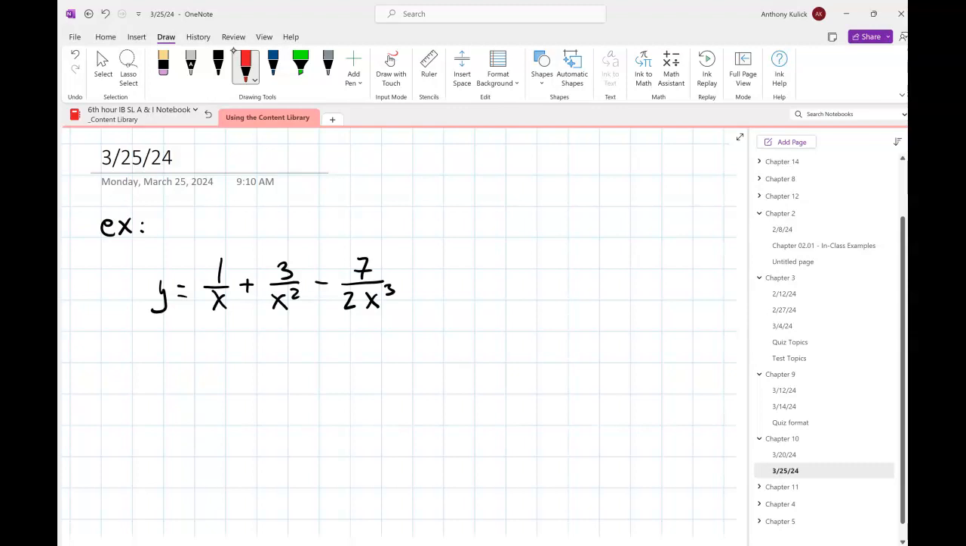If I want to take the derivative of this, I need to rewrite these so that there are no x's in the denominator of my fraction. How do I do that for 1 over x? I need to use a negative exponent, right? What do I do for 3 over x squared? Same thing, but what do I write then? Good. And then for the last one, what do I do if I have a 2x cubed in the denominator?